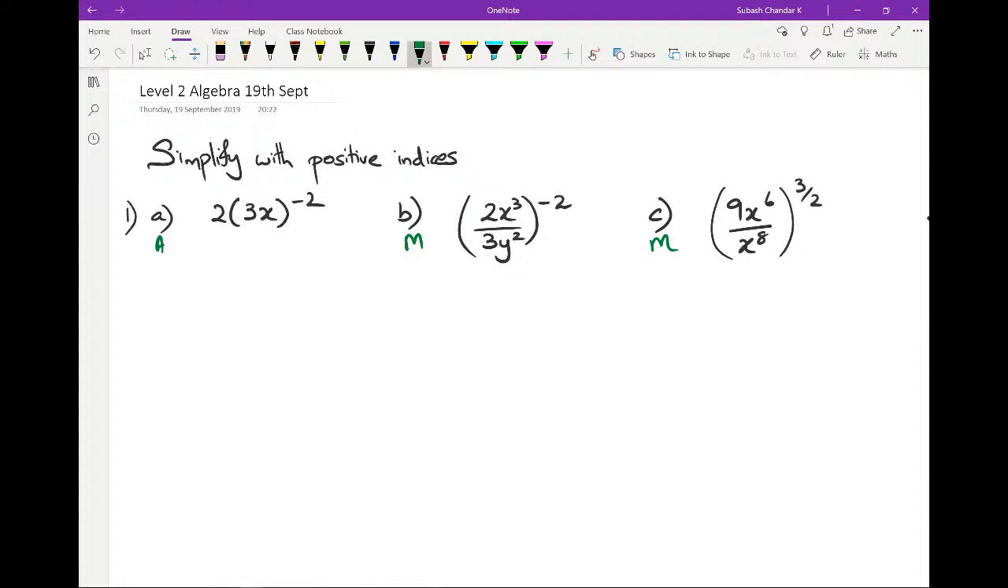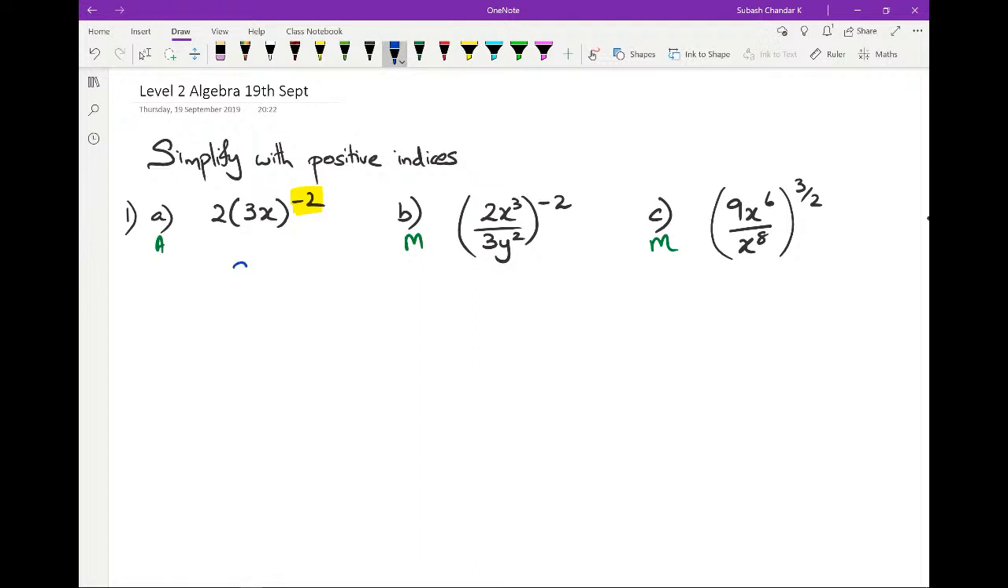Looking at the first question, we've got to write this in positive index. When they're talking about positive index, what they mean is that the power actually has to be positive. Looking at these equations, I'm going to show you some of the common mistakes people do, and then I'm also going to show you what the right answer is. So I'm going to first do the right answer.